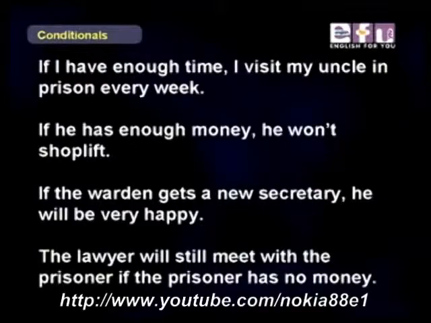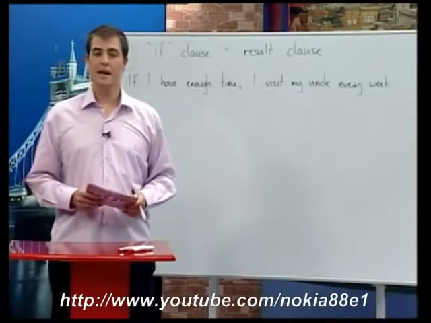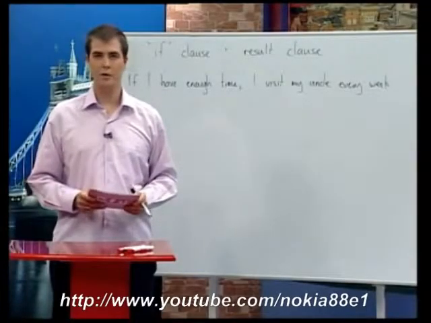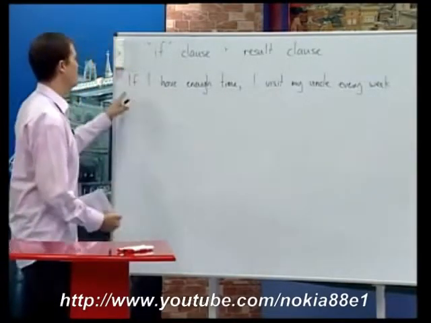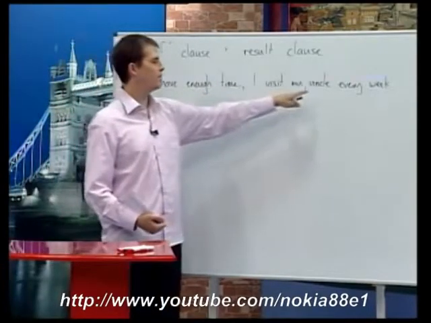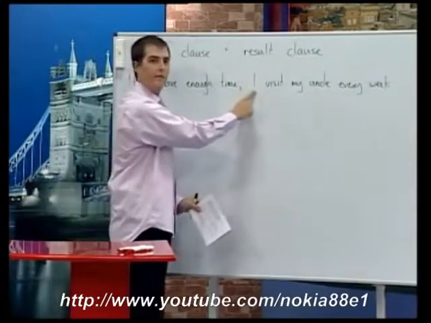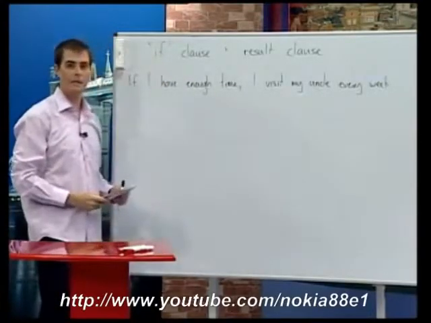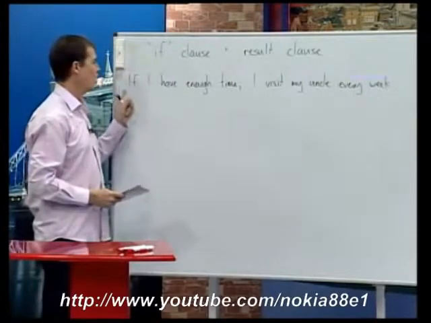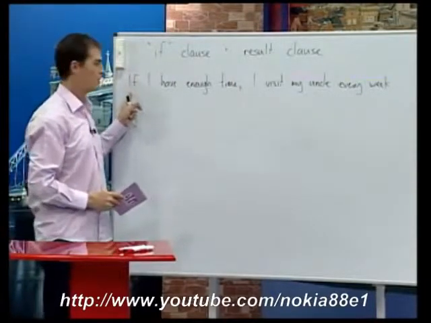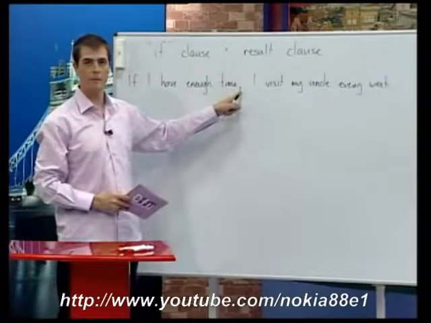Okay, in the fourth sentence, if the prisoner has no money is the if clause. The lawyer will still meet with the prisoner is the result clause. Now, a sentence can begin with the if clause or the result clause. In other words, we can have, if I have enough time, I visit my uncle every week, or we can change it: I visit my uncle every week if I have enough time. That's okay. When we begin a sentence with if, we must have the comma.